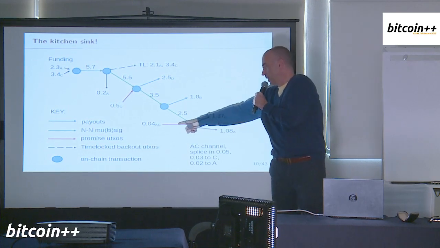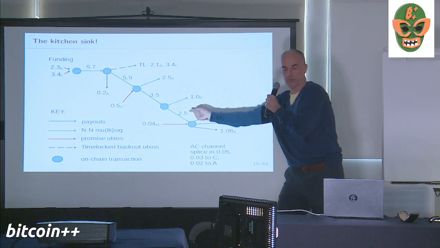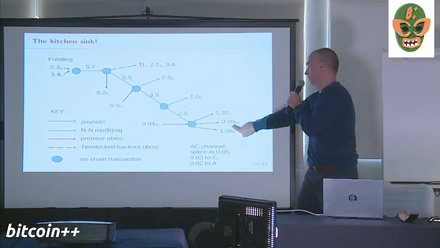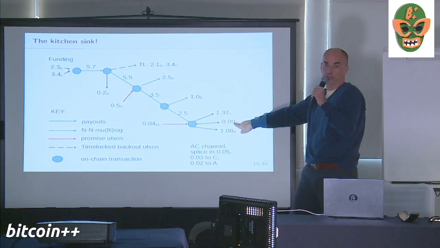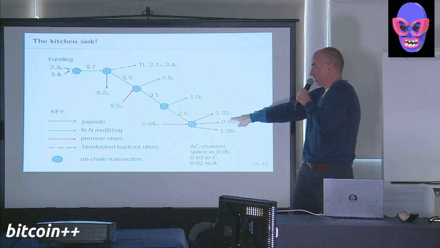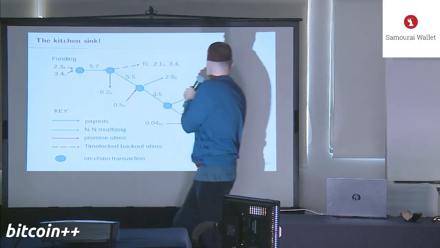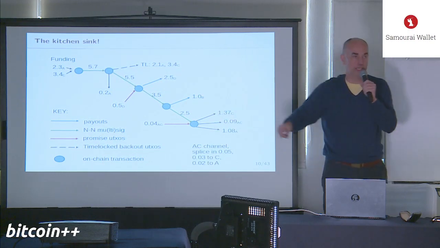Now, why would we want to do this? Imagine they've got a channel input here. The new channel, the now spliced-in channel, has a larger capacity. And they also get their change outputs from the whole process, starting from their original inputs. If you work out the numbers, that's how much they get back, yeah?